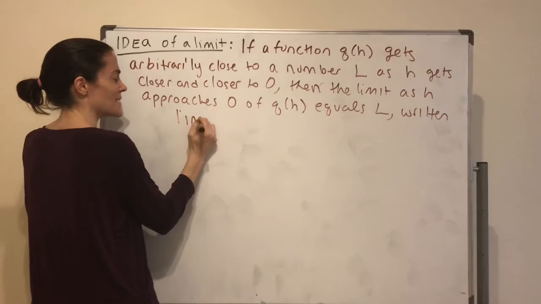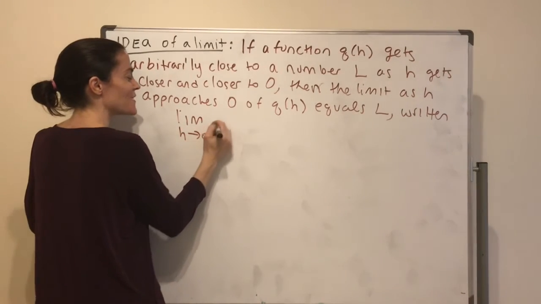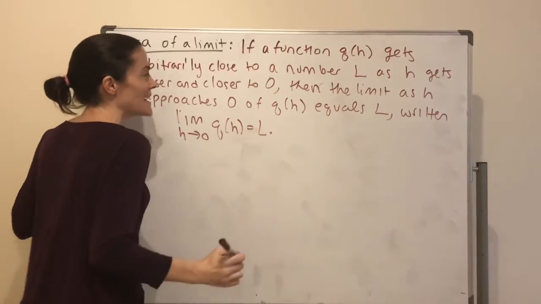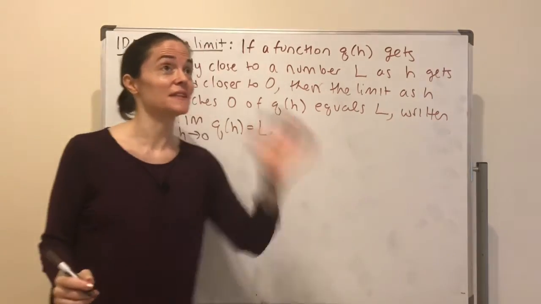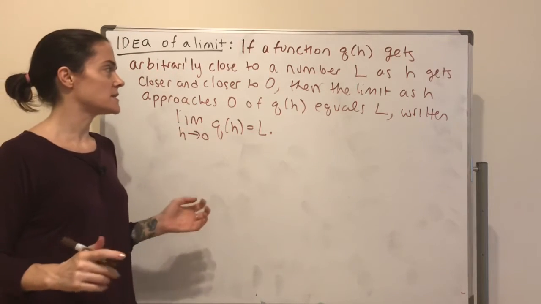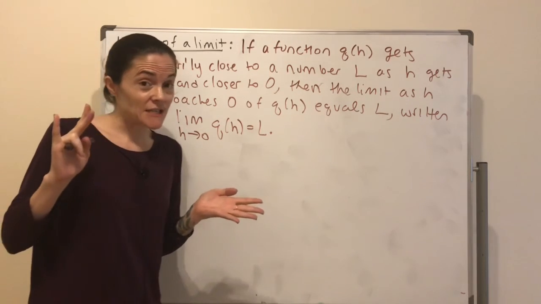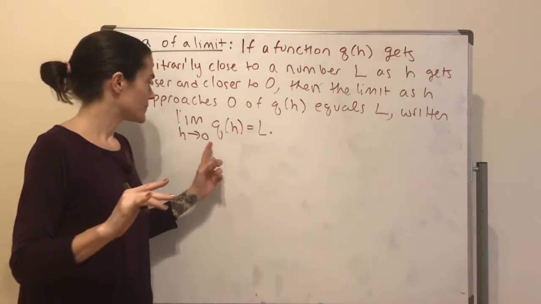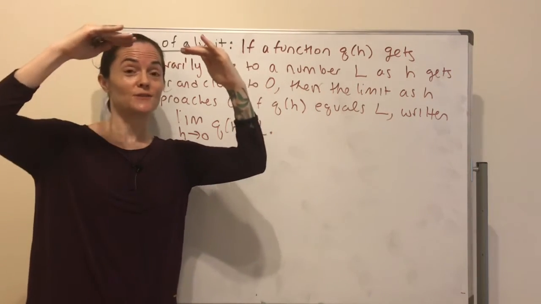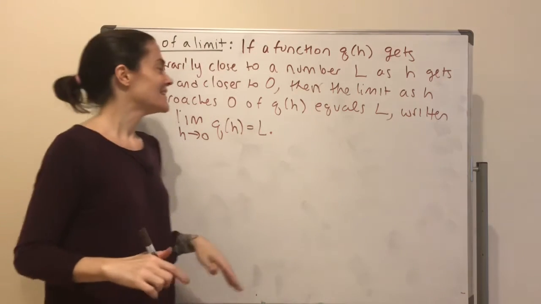And this is written, it's a lot of words for what I'm going to write. It's written the limit as h approaches 0 of q of h equals L. Okay? This is the idea of a limit as h approaches 0 for a function q of h. What happens is h is getting closer and closer to 0. Okay? Then the function value is getting closer and closer to some number L.